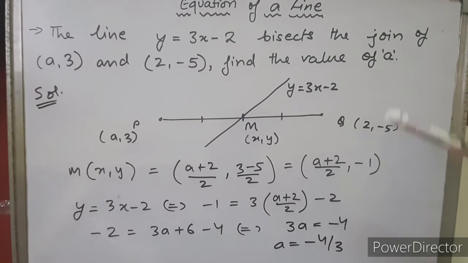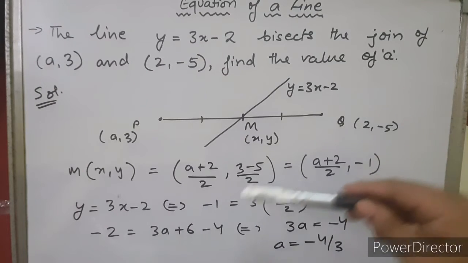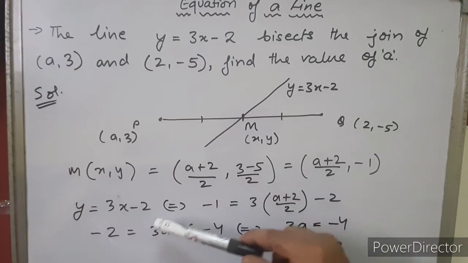Now this point M is lying on this line. That means any point lying on a line must satisfy the equation of that line, right? So we'll substitute this point into the equation. The equation y equals 3x minus 2 is given to us.